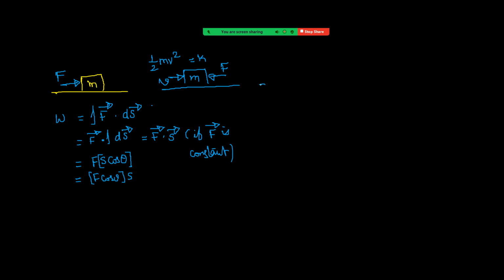Suppose on a smooth surface there is a block of mass M, apply force F that makes an angle theta with the horizontal. Suppose now displacement is S, so this block has displaced. Then what we are doing here is taking F cos theta into S.